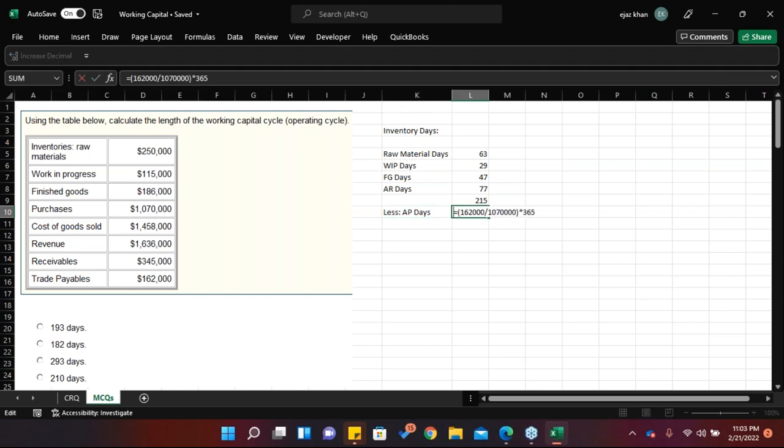Days. So that's something we have to subtract. So it's 160 days. We don't have the option. $250,000 raw material inventory is divided by cost of goods sold, 1458000. Okay.